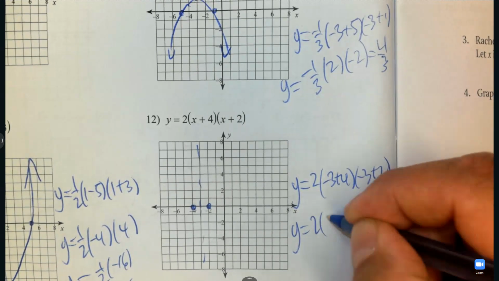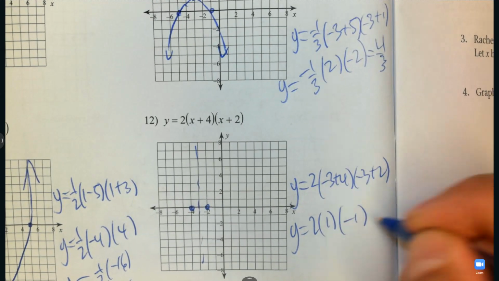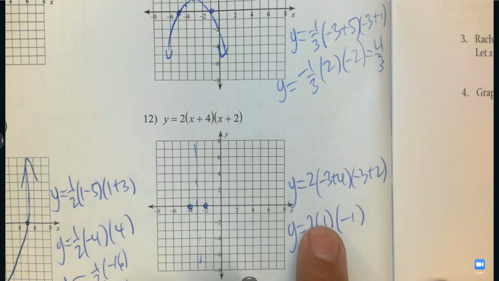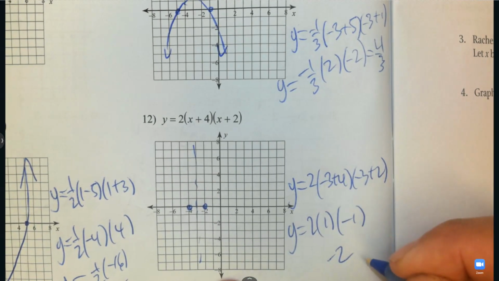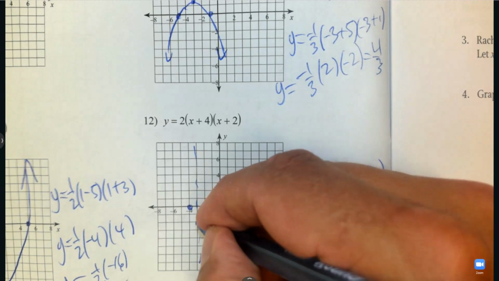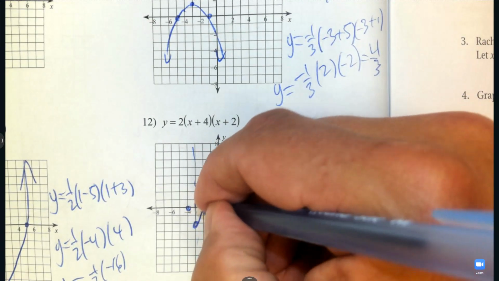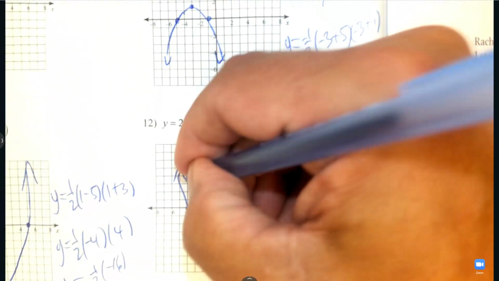That's going to give me negative 3 plus 4 is 1, and negative 3 plus 2 is negative 1. Altogether, that's negative 2. So we're going to go to negative 2, right there in the middle, and draw our parabola.